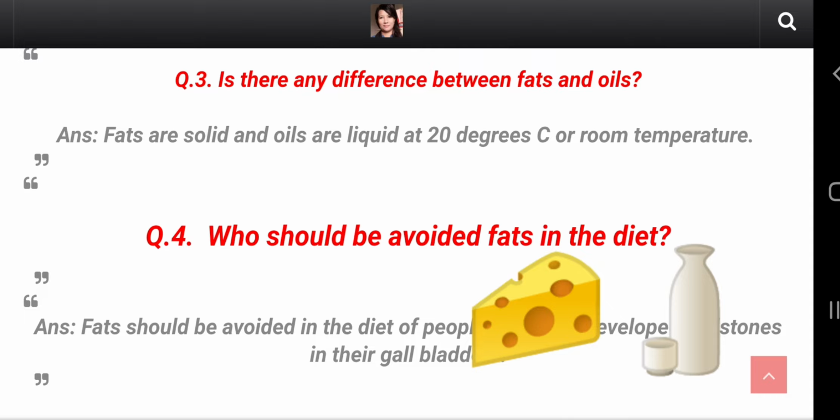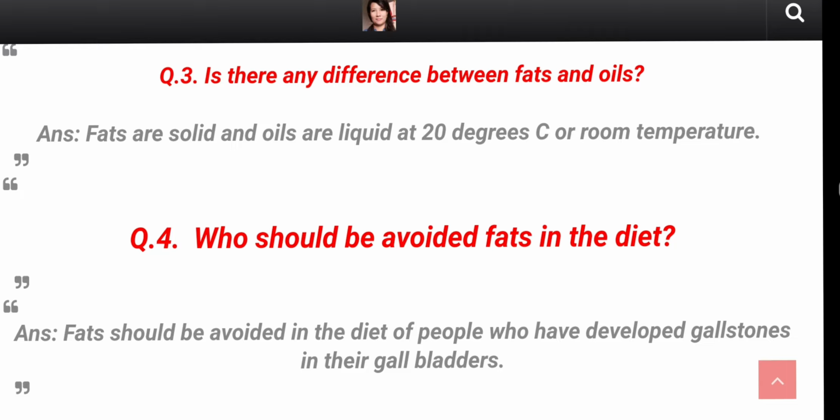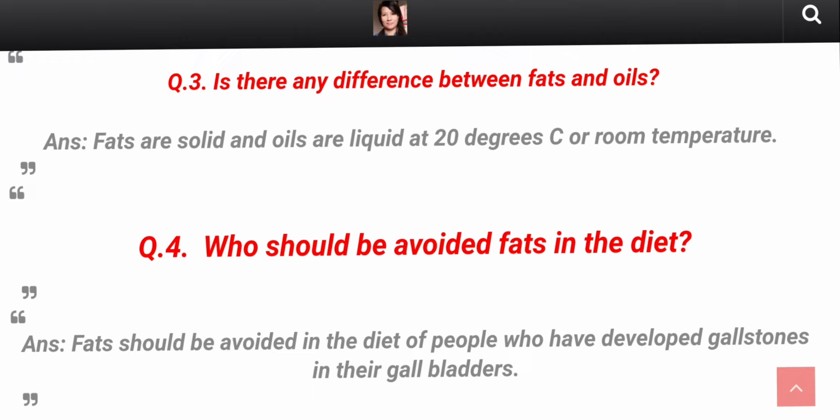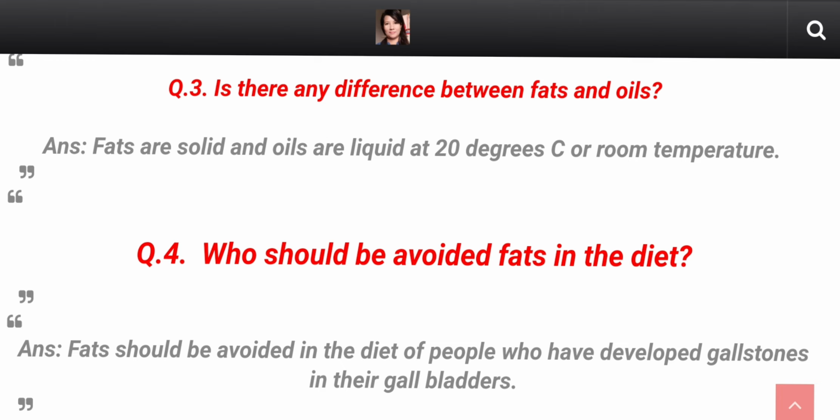Now, is there any difference between fats and oil? Yes, obviously. If you see the fat and oil, fats are solid and oils are liquid at room temperature, or about 20 degrees Celsius. Who should avoid fats in the diet? Definitely fats should be avoided in the diet of people who have developed gallstones in their gallbladder. They have a stone, so they must avoid fat.